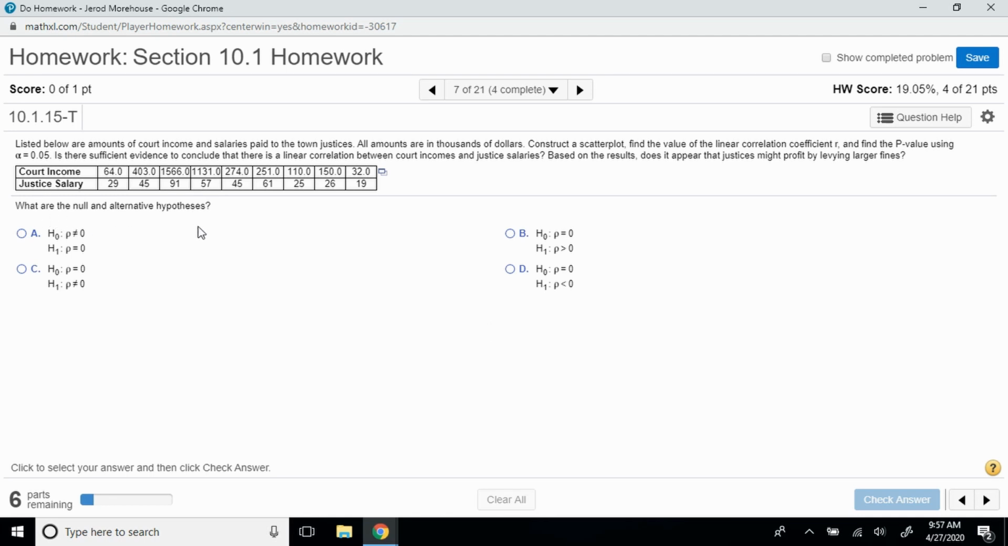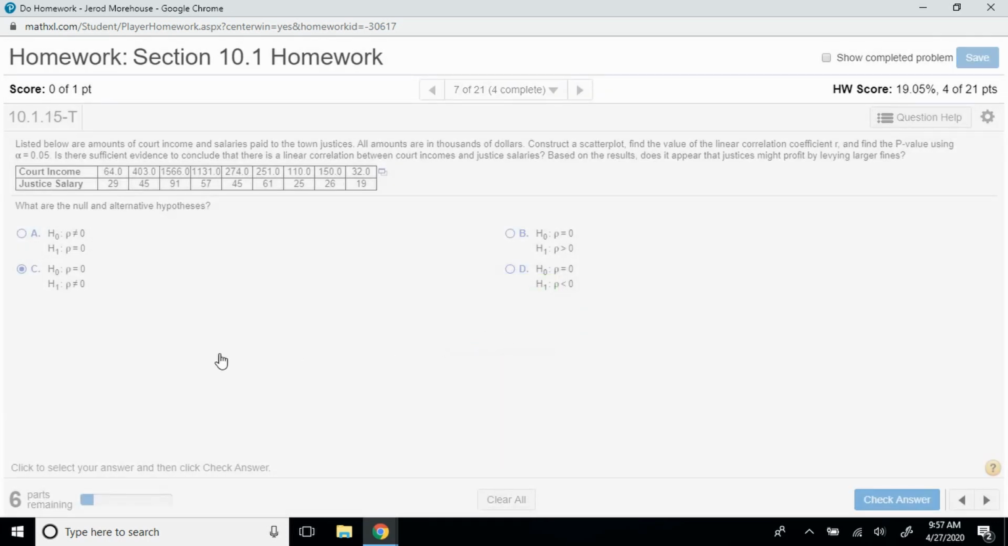For the null and alternative hypotheses, we're going to claim there's no association, and then we're going to investigate to see if there is an association. So we are going to select this: our null is that the correlation is 0, and the alternative is that it is not 0. So let's select C there. All right, it likes that.